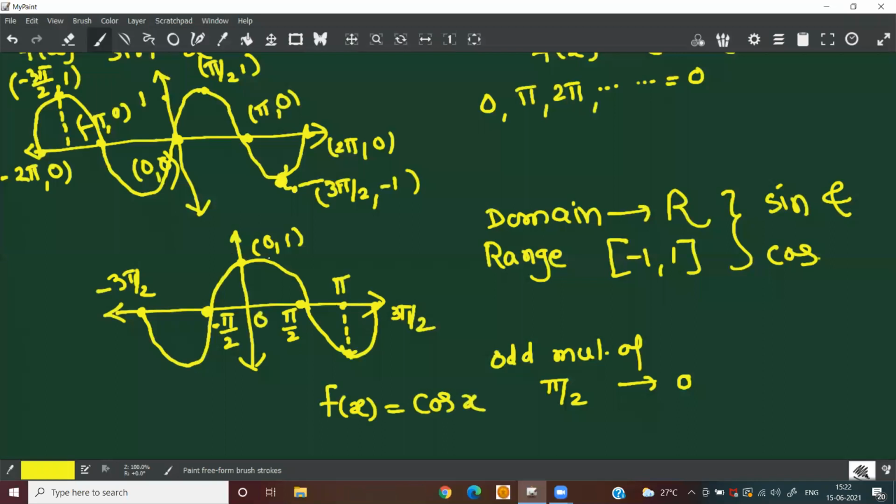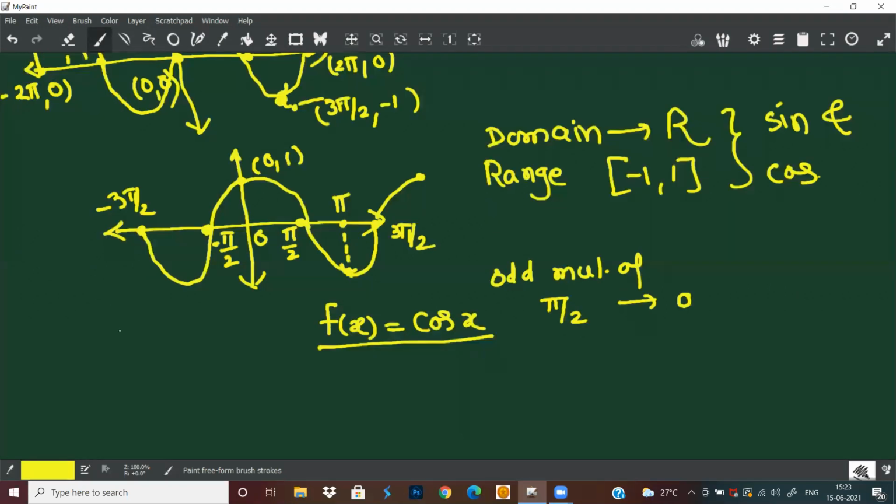I repeat, cos 0 is 1, cos 90 is 0, cos 180 is -1. Again, 3π/2 is 0. Again, if you want, it will go like this. Cos 2π is 1, and so on. Again, this graph is also periodic. It is f of x is cos of x. Everybody clear about sine and cosine graphs? Great.